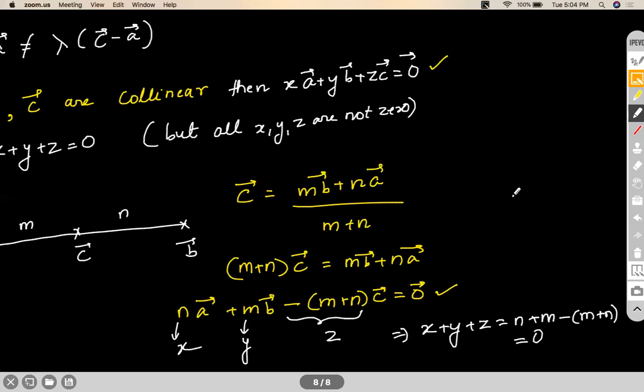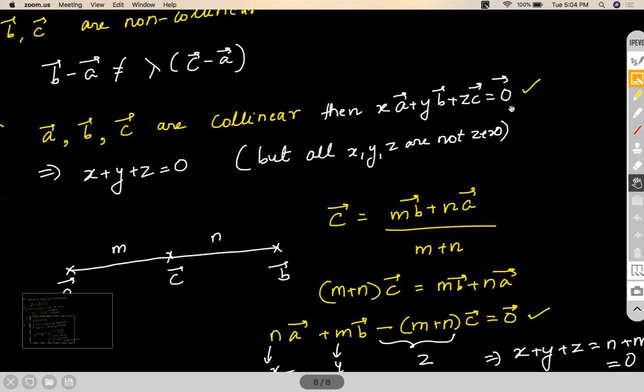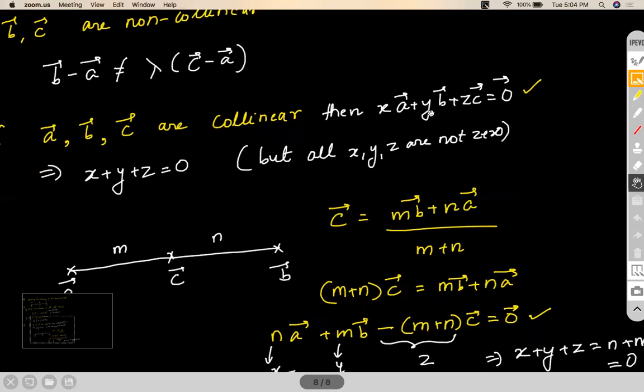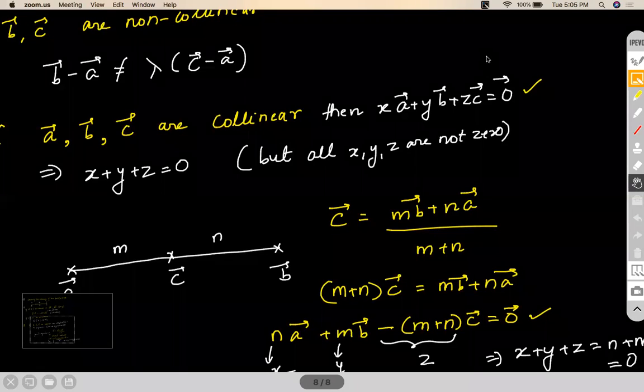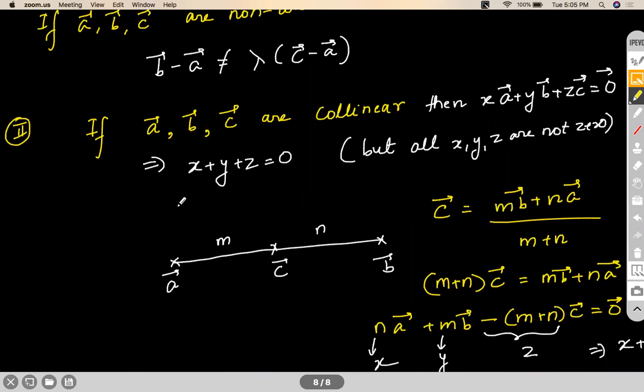So again, I'll repeat, 3 points with position vectors A, B, C are collinear when, if you try to express a linear combination of them as a null vector, then the coefficients of A, B, C will add up to 0 despite all of them not being 0. Are you getting my point here? Okay, this is the second way to prove the collinearity of 3 points.